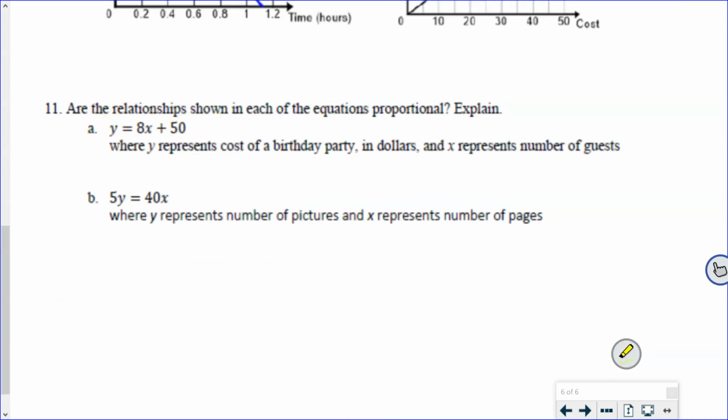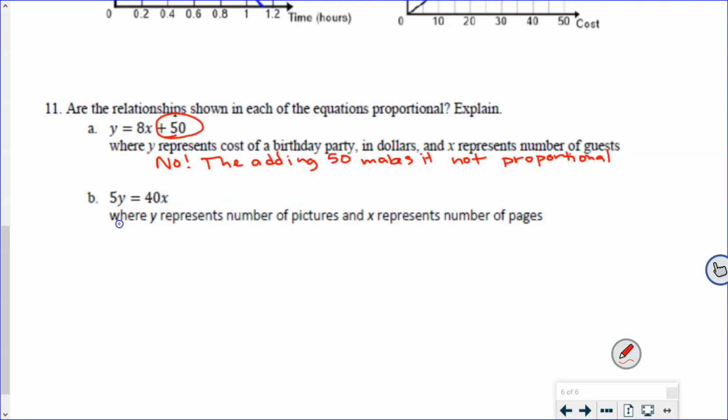11A. Is this proportional? No. How do you know? That plus 50, right? That adding 50. So this is no. The adding 50 screws it all up. We can't add 50. Yep, just adding in general. Part B is a tricky one. I don't know. Is it? 5y equals 40x. Is this proportional?